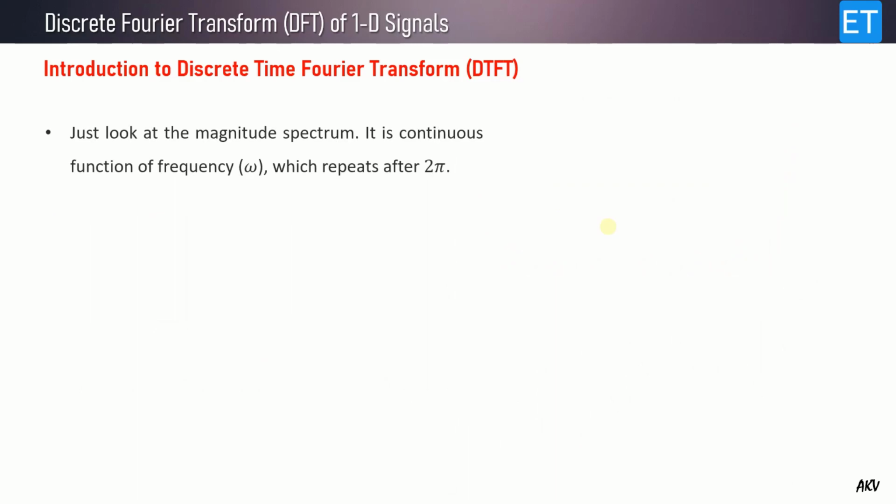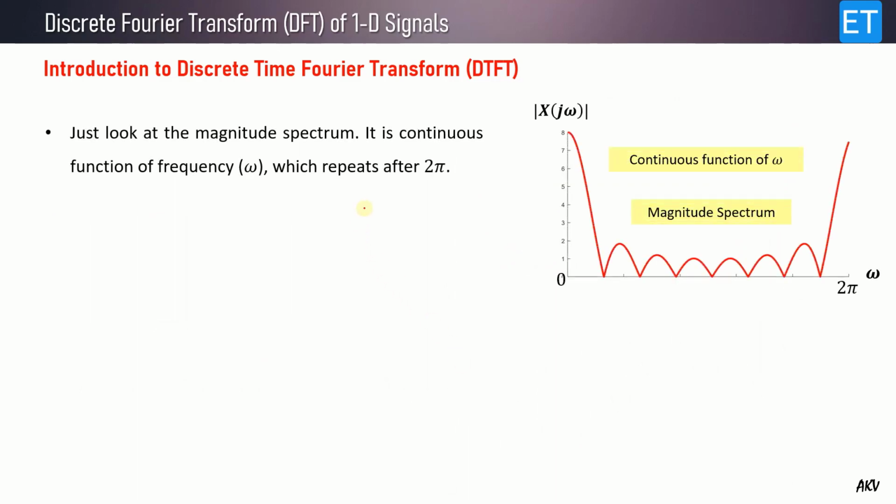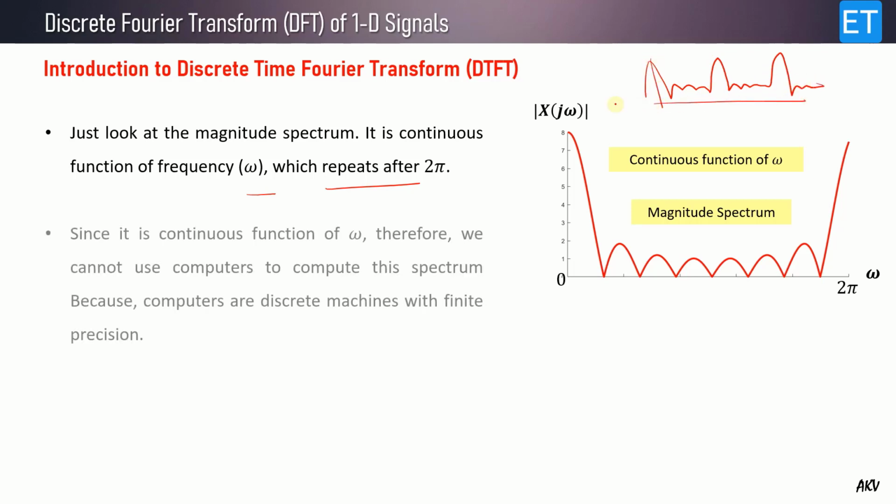So now let's make some observations. Just by looking at this magnitude spectrum, we can see that it is a continuous function of omega, which repeats after 2π. Okay, so this is a repetition actually. After 2π, it repeats like this. Since it is a continuous function of omega, we cannot use computers to compute this spectrum, because computers are actually discrete machines with finite precision. So a computer cannot compute any continuous function.